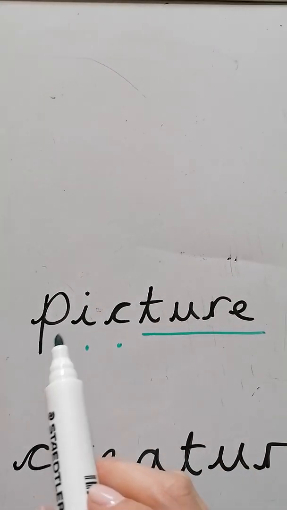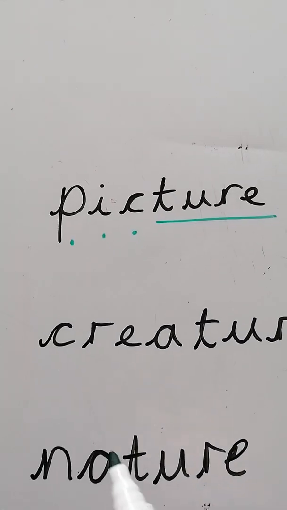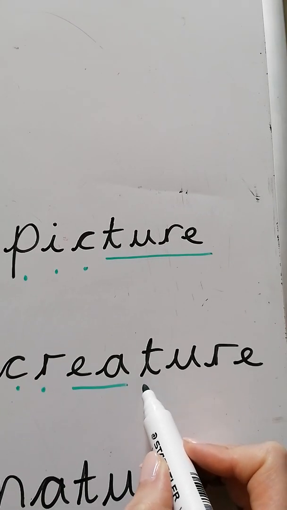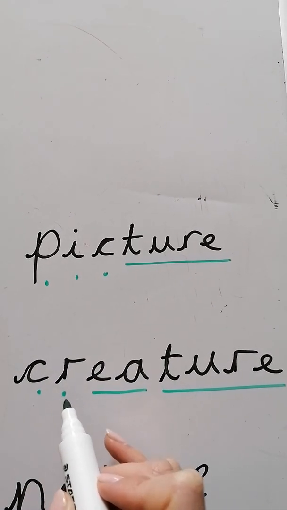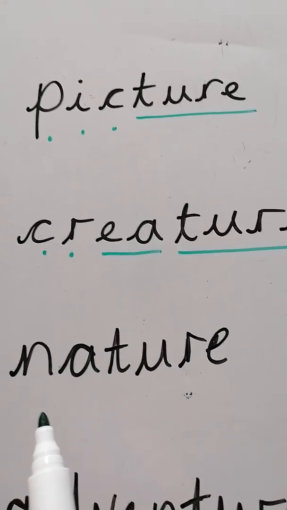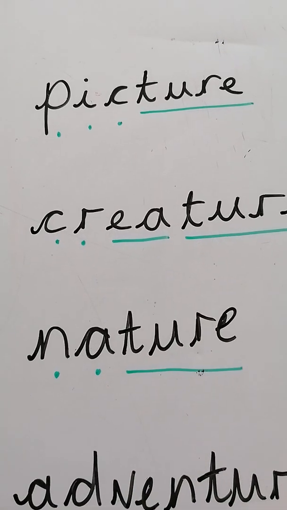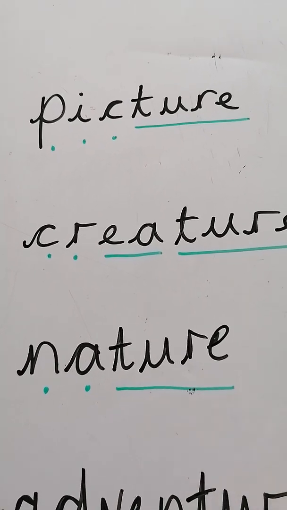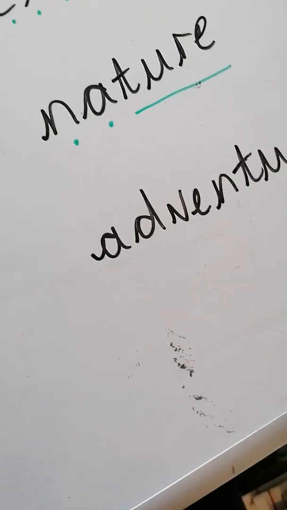All together. P, i, k, ch, picture. Your turn. All together. K, r, ea, ch, creature. Your turn. All together. N, a, ch, nature. And the last word, which is quite a big word.